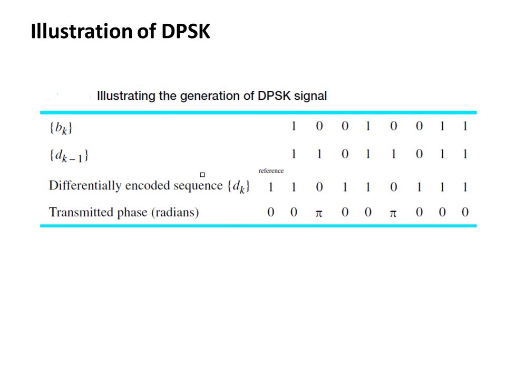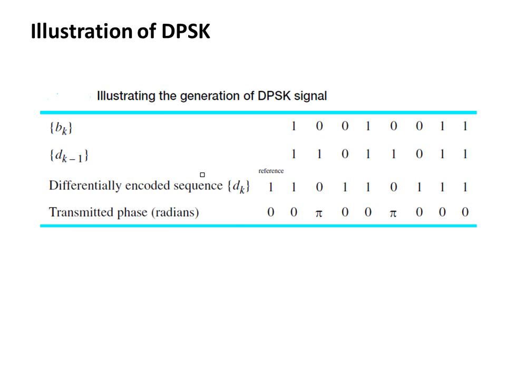So dk is 1. Next, if you look into the sequence, dk minus 1 also becomes 1. So bk is 1 here. So 1 XNOR 1 is 1 again. So the next bit of dk is also 1. Since dk is 1, dk minus 1 is also 1 for the next operation.